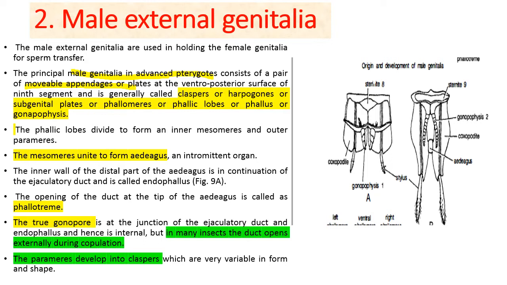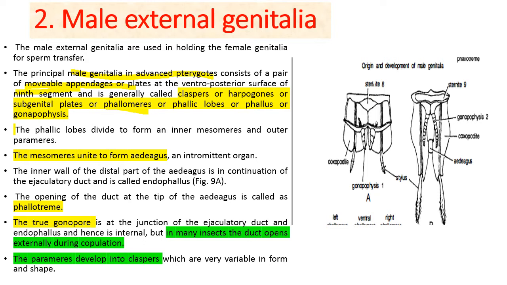Again, the segment is at the ventro-posterior surface of the ninth segment. So they are for holding the female. They are known as the claspers, or harpogones, or subgenital plates, or phallomeres, or phallic lobes, or phallus, or gonapophysis. So these are the different terms which have been used by different taxonomists, or terminology which has been used by different entomologists, taxonomists, to define these terms in the male external genitalia.